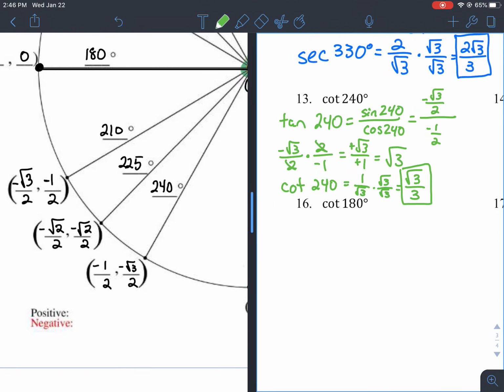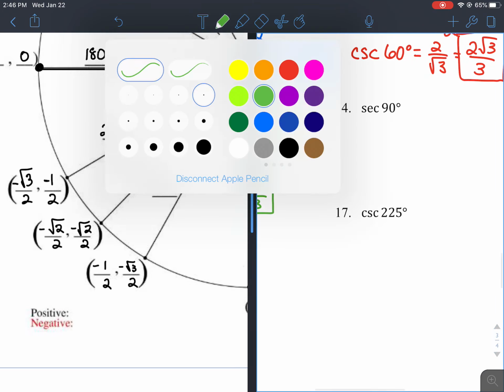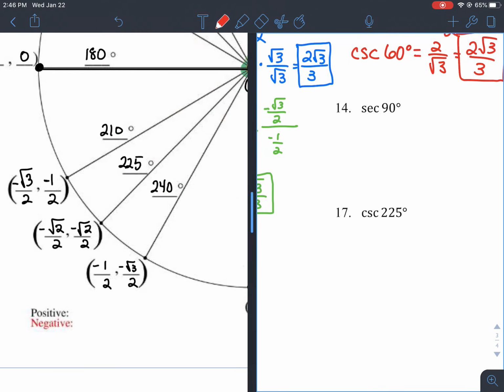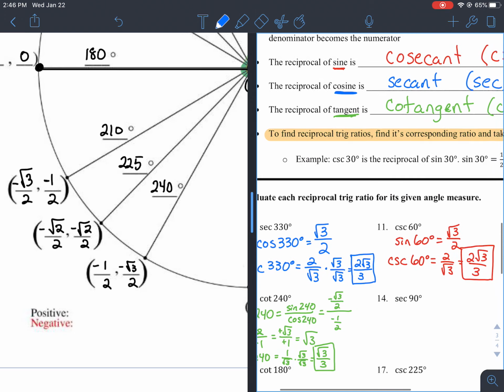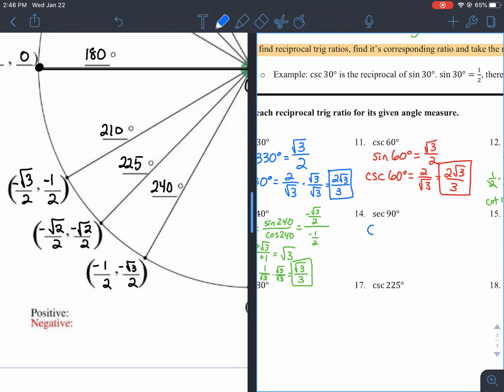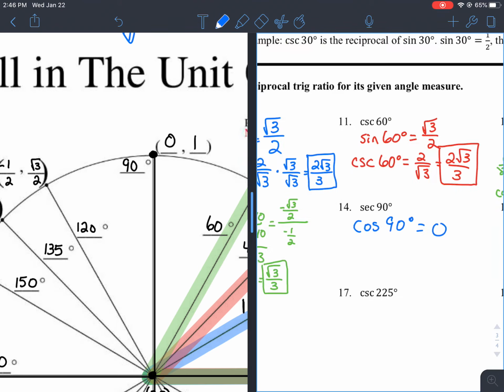Okay. And that's cotangent of 240. Secant of 90. So we have to think which one does secant go with. Okay, the more we do these, the faster they'll go. Secant goes with cosine. So we're going to find the cosine of 90 first. So at 90 degrees, we look at the x value and we see that it is 0.